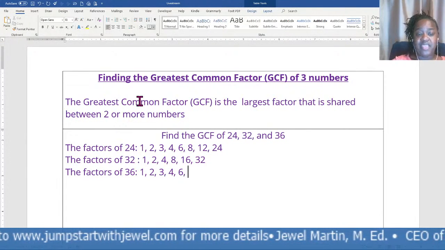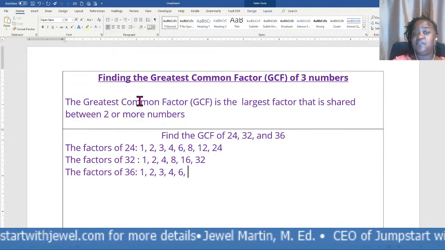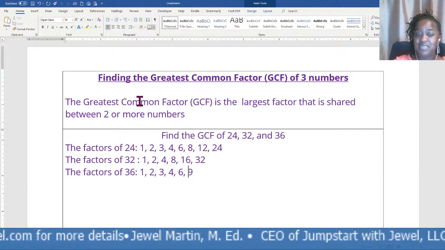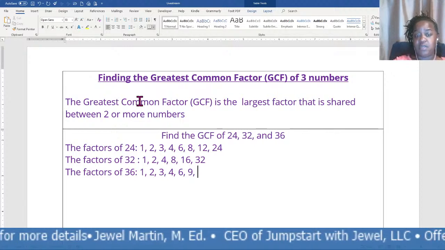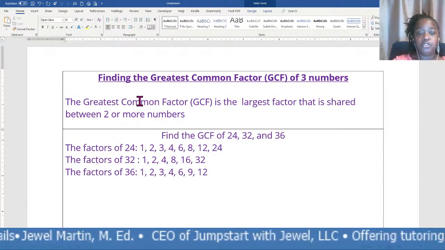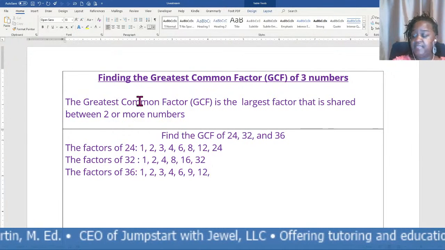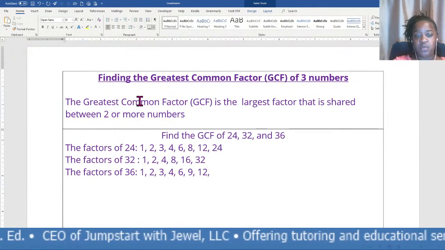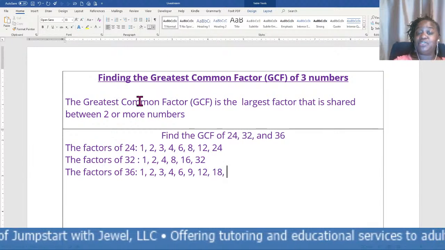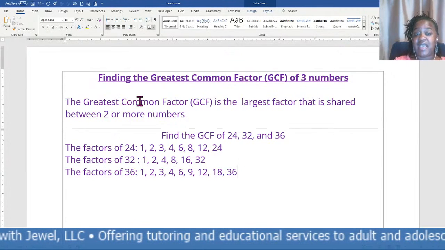We have a 3 there. What number, when you multiply it times 3, gives you 36? That's 12. Also 9. 9 times 4 is 36. 12 times 3 is 36. As well as, did I miss one? Yep, 18. 18 times 2 is 36. And last but not least is 36 times 1.